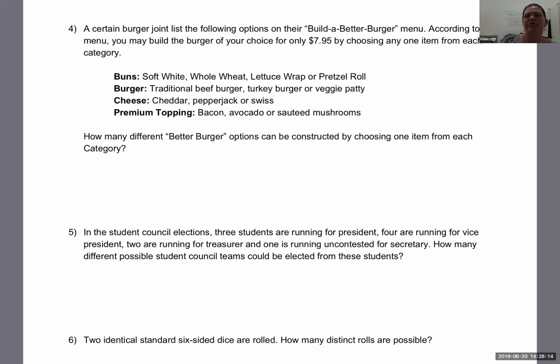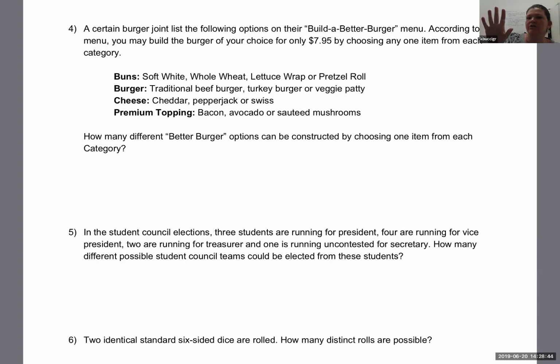A certain burger joint lists the following options on their Build a Better Burger menu. According to the menu, you may build the burger of your choice for only $7.95 by choosing any one item from each category. There's a category for buns, you're going to choose a bun. There's a category for burgers, you're going to choose a burger. There's a category for cheese, and there's a category for toppings. In this case, they're distinct categories. Do you see that? I'm not choosing two things from the same arena.